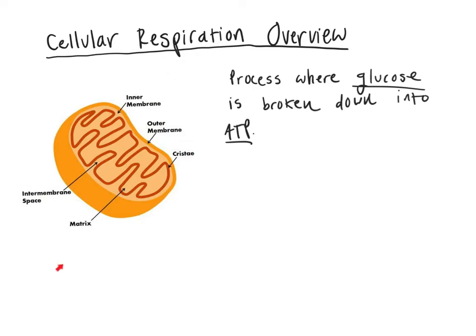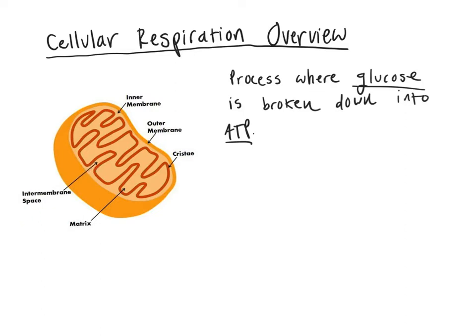You have this inner membrane space here. And then, of course, the matrix, which is going to be this space in the middle. So you've basically got membranes and then spaces in between and inside of those membranes. Matrix being in the inside of the inner membrane, and then the intermembrane space being the space in between the outer and inner membrane.